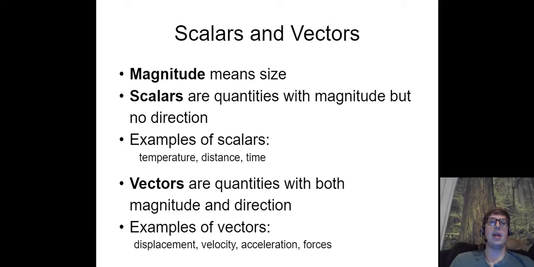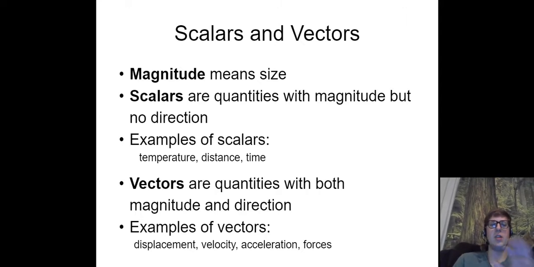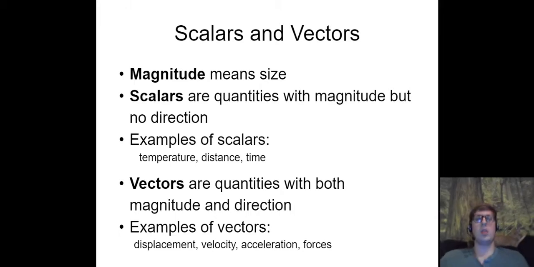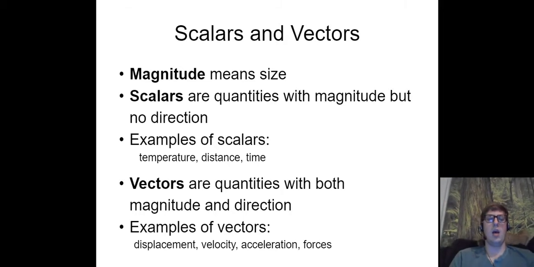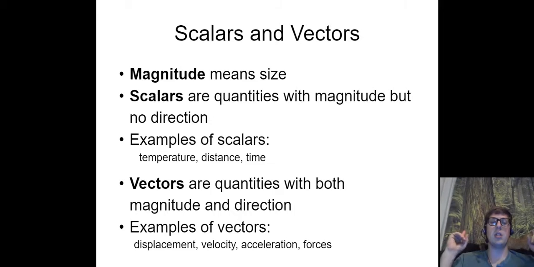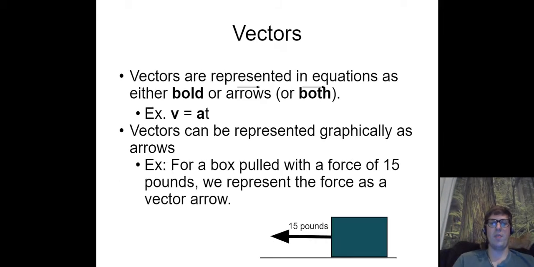So, magnitude, I'm going to talk about it. It just means the size of something. And scalars are pretty much just magnitude. Temperature, distance, time. All we care about is the size of each of those things. But vectors are quantities with both magnitude and direction. So we're thinking displacement, velocity, acceleration, and in the next unit, forces. We've talked a little bit about one, gravity, but we'll talk about many more. And all of those are vectors because the direction matters.